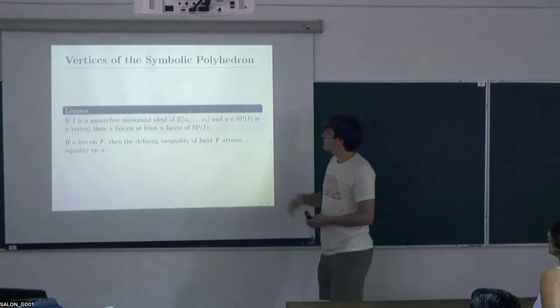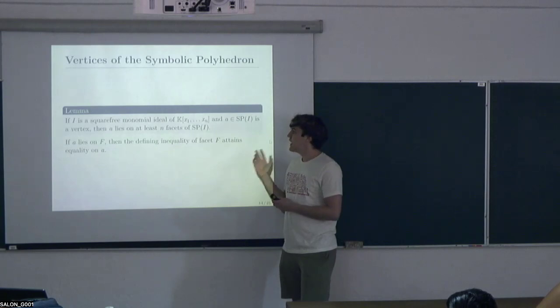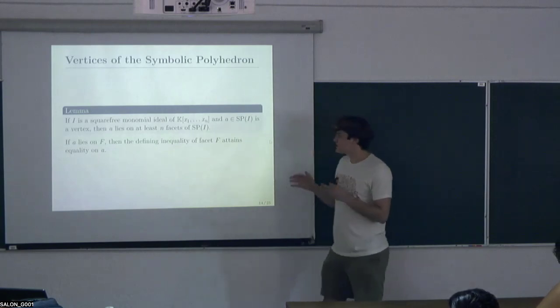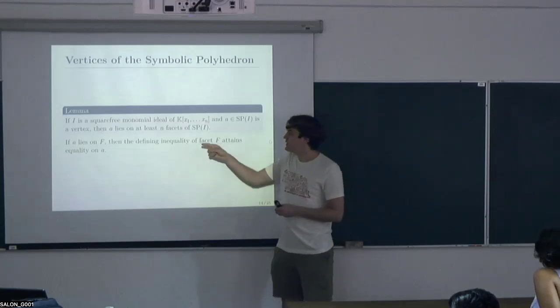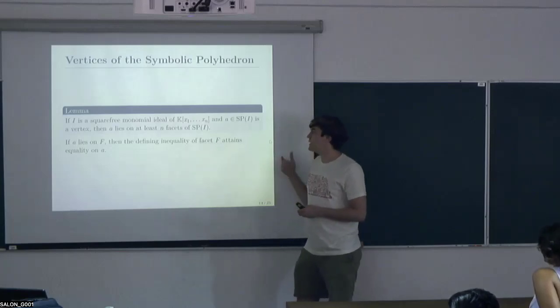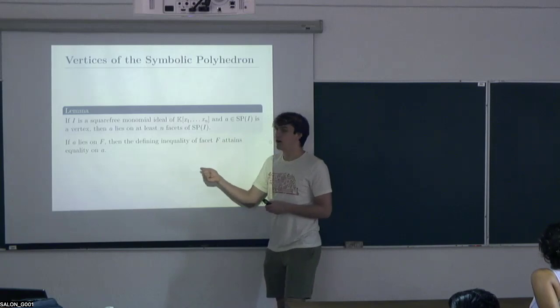And so here, if I is a square free monomial ideal of k[x1 through xn], and A is a vertex, then A lies on at least n facets of SP(I). And this is just some linear algebra. What I mean by this is if A lies on a facet F, then the defining inequality of facet F, that defining inequality coming from a prime, attains equality on A.